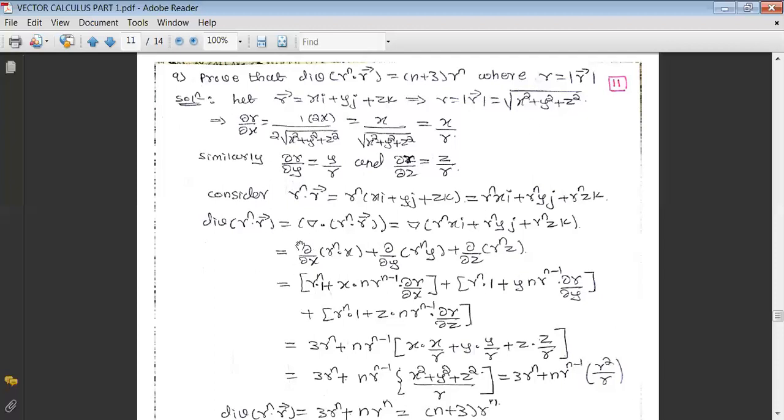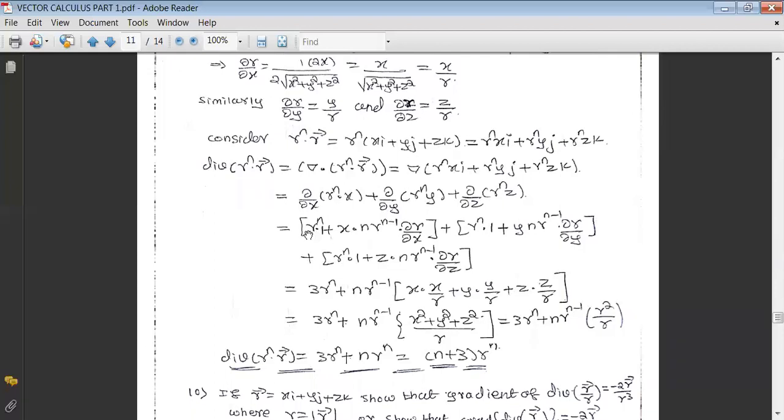When you differentiate this one partially, keep the first one as it is, differentiate the second one with respect to x, that is 1, plus keep the second one as it is, differentiation of the first one with respect to x is given by n into r raised to n minus 1 into dou r by dou x. In the same fashion, we can differentiate with respect to y as well as with respect to z. Now once you simplify, you get r raised to n plus r raised to n plus r raised to n, that is 3 times r raised to n.